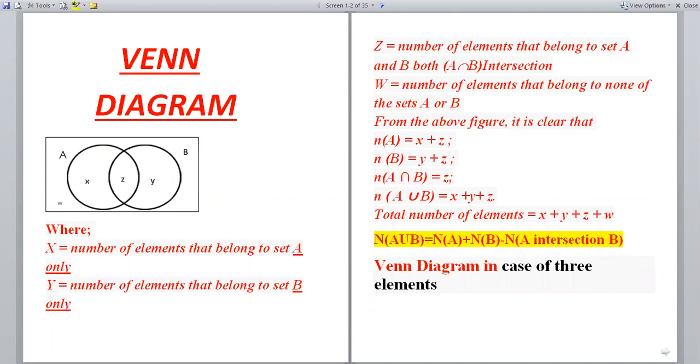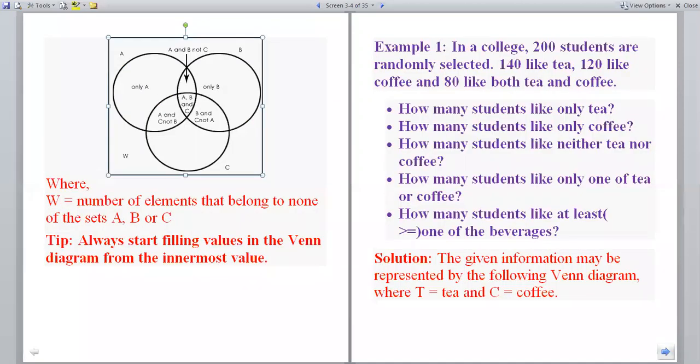Great. Okay. So now we are moving on to this diagram, which we will be using in case we have three different things like A, B, and C. In this diagram, you can see one important thing. This is A, B, and C all. This portion is common to all. This is common to A and B only, not C. This portion is common to B and C, not A. And this is common to A and C, not B. And W is of course the number of elements that belong to none of the sets A, B, or C.